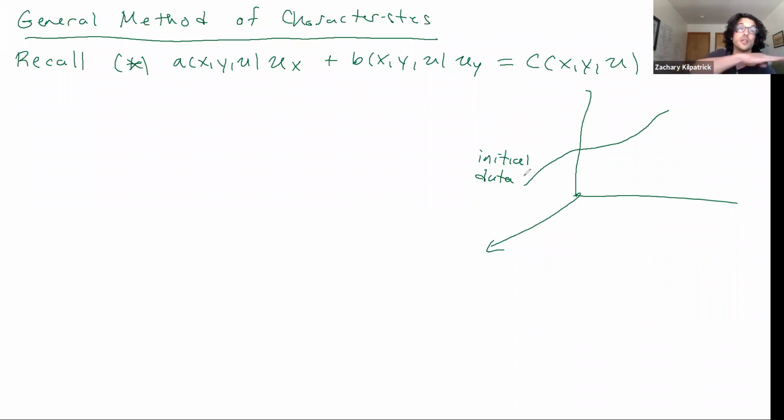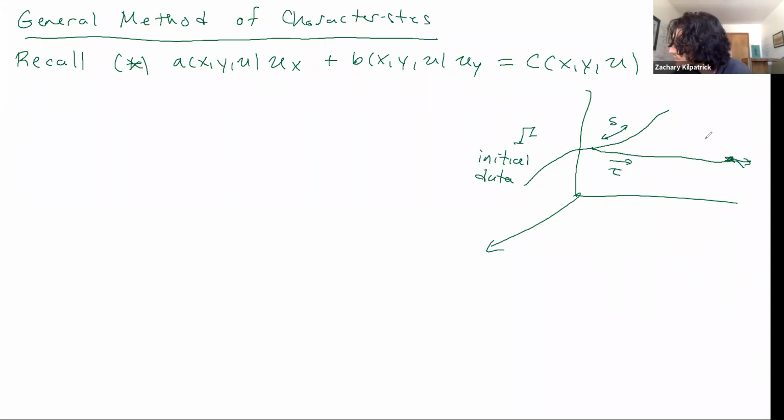Sometimes you're just going to have an initial condition just along x in the real numbers from 0 to infinity. And along this, you have a parameter s that determines how you move along this initial data, which is given by, we called it capital gamma. And then as you move off of this, you'll move forward in some parameter tau that's going to parameterize how far you are along a characteristic. And what determines the movement along this is these coefficients a, b, and c.